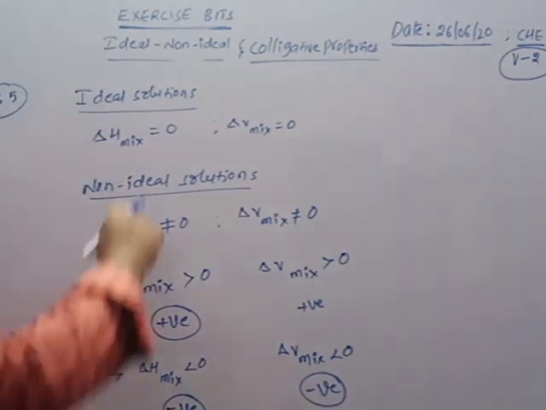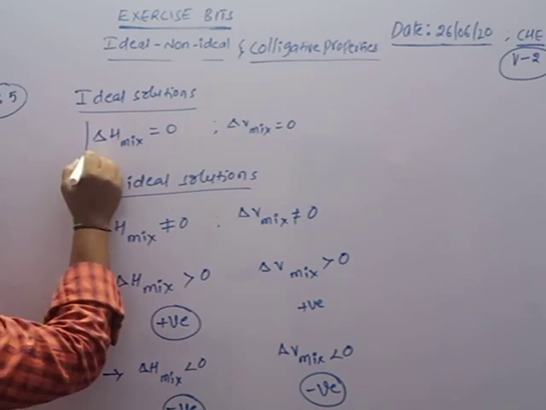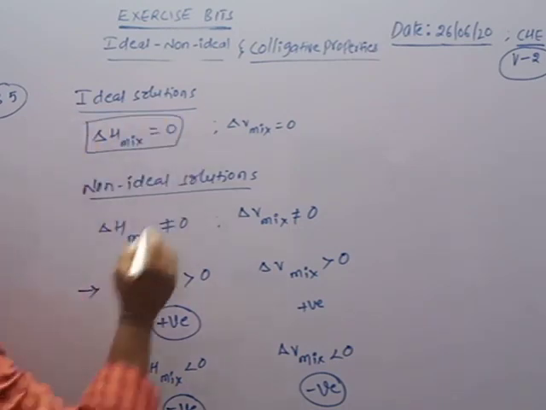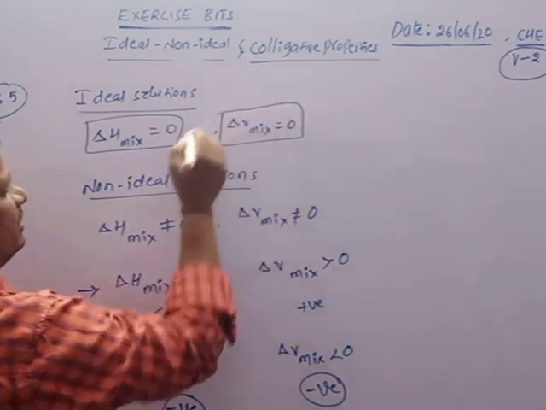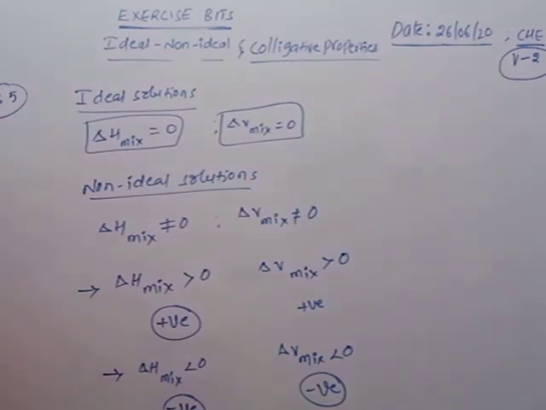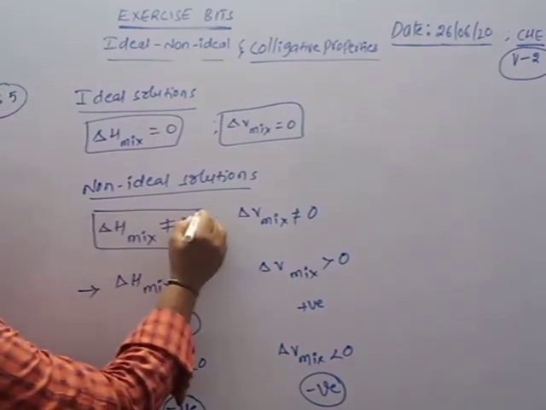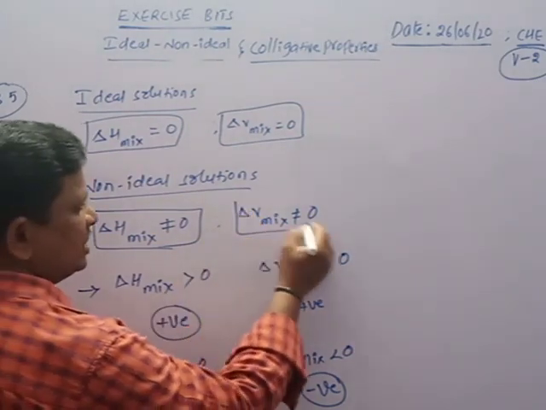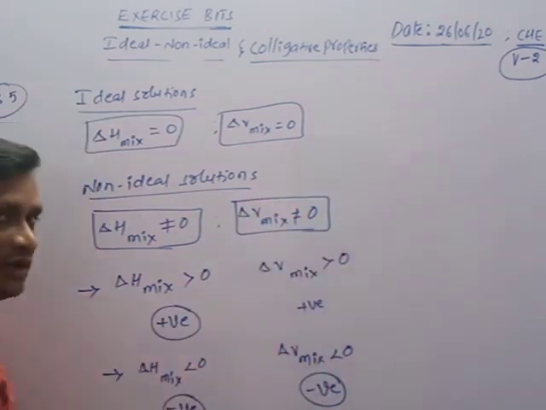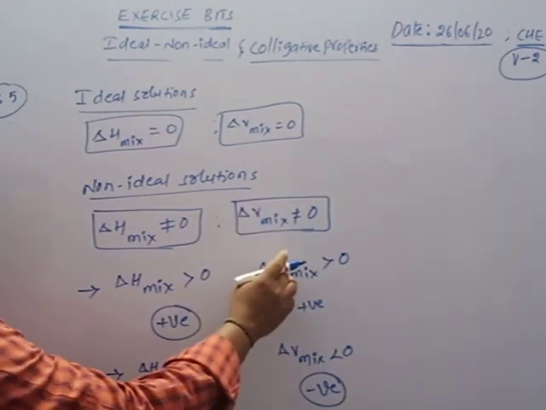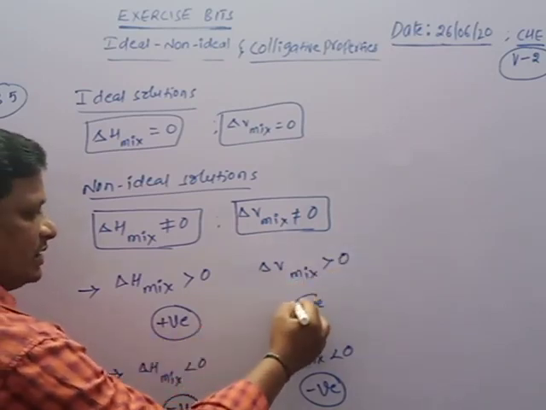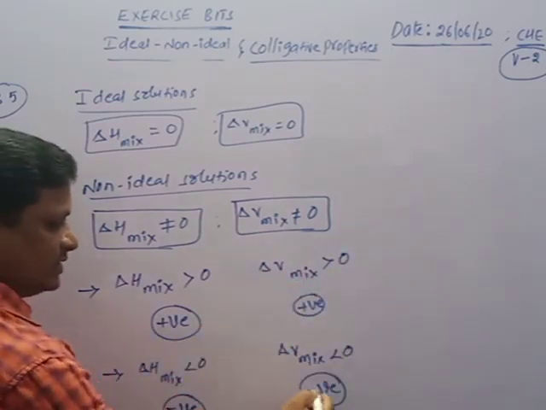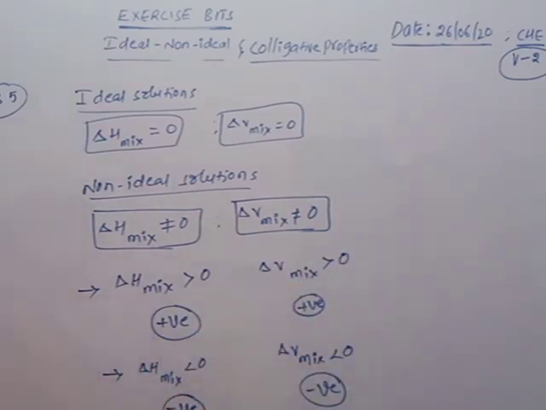So finally, for ideal solutions, delta H mixture is equal to 0 and delta V mixture equal to 0. For non-ideal solutions, delta H mixture is not equal to 0, greater than 0 or less than 0. Same as change in volume, delta V mixture is not equal to 0. If greater than 0, it is a positive value. If less than 0, it is a negative value. So that was bit number 35.